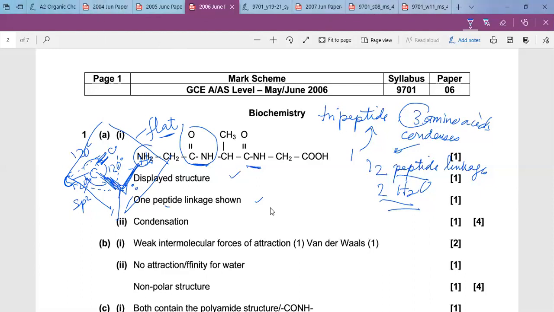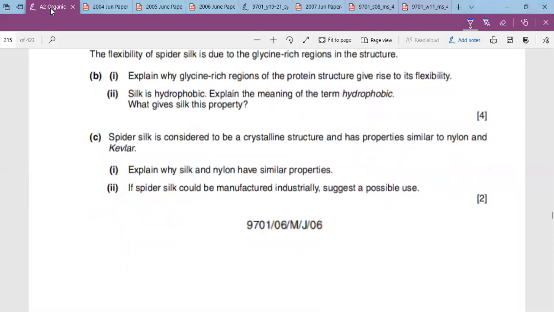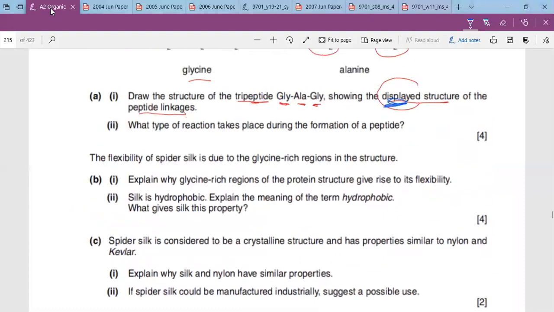Now of course they ask you what type of reaction is there? Condensation. So you can see here they ask you what kind of reaction it is. What type of reaction takes place during the formation of the peptide? Condensation. 4 marks, simple, easy to get. I won't go to the others first. Now I want to go to the next part.